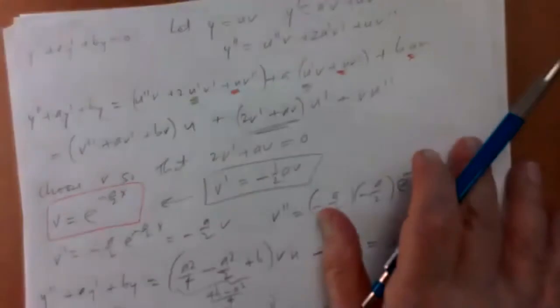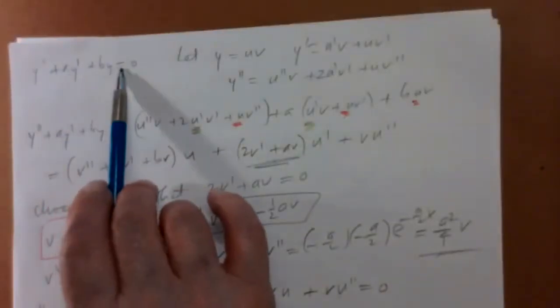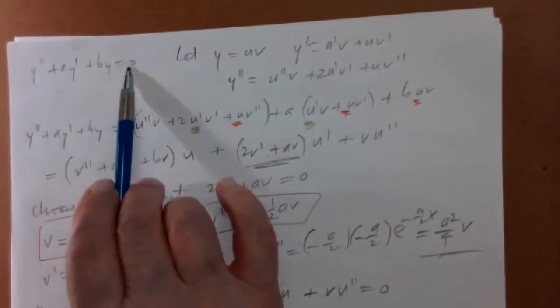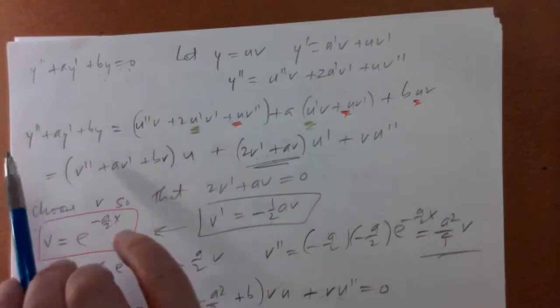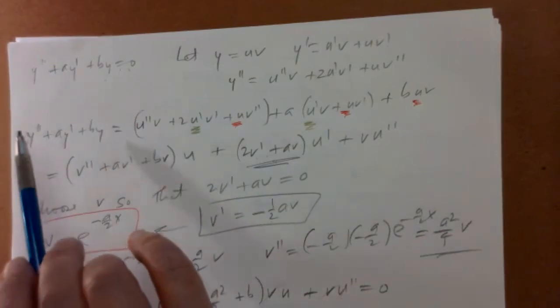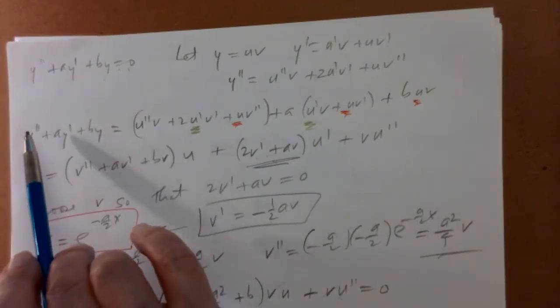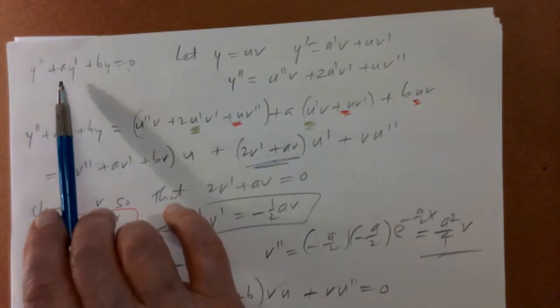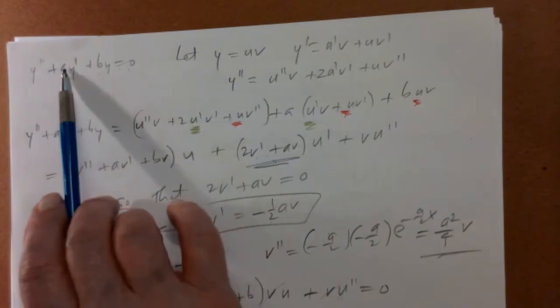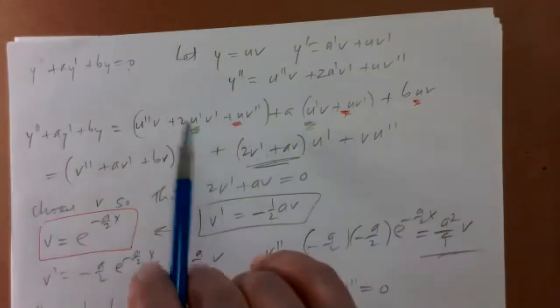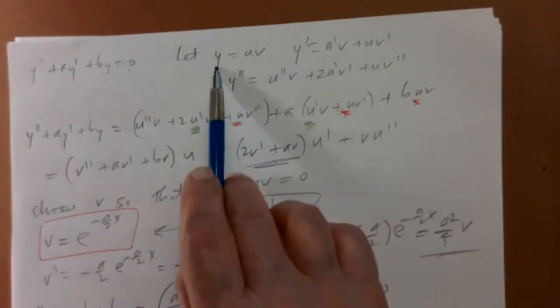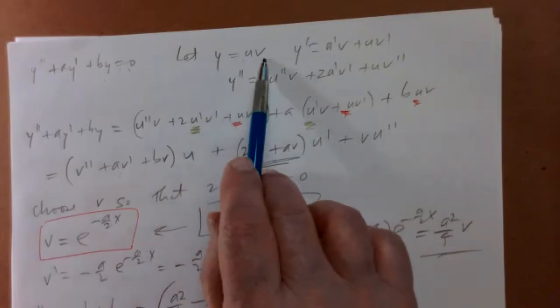So let's go back and just make sure it's clear what's going on. Here's my second order, linear, homogeneous, ordinary differential equation with constant coefficients a and b. I want to show I can reduce this to another second order equation in which the middle term disappears. And we can do that as follows. I'm going to look for a solution of the form y equals u times v.